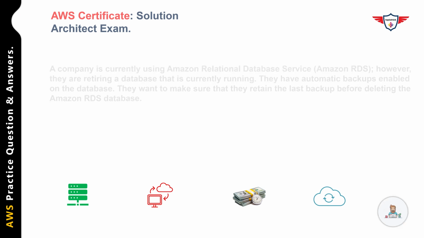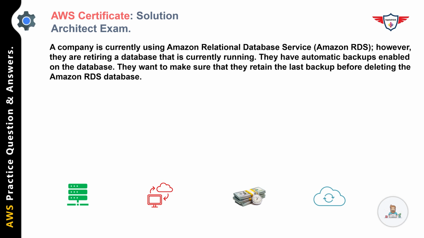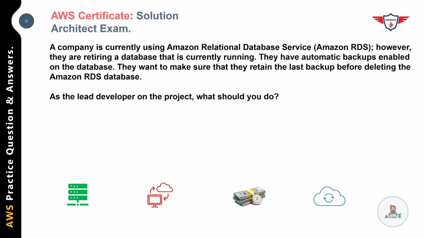A company is currently using Amazon Relational Database Service, that is Amazon RDS. However, they are retiring a database that is currently running. They have automatic backups enabled on the database. They want to make sure that they retain the last backup before deleting the Amazon RDS database. As a lead developer on the project, what should you do?